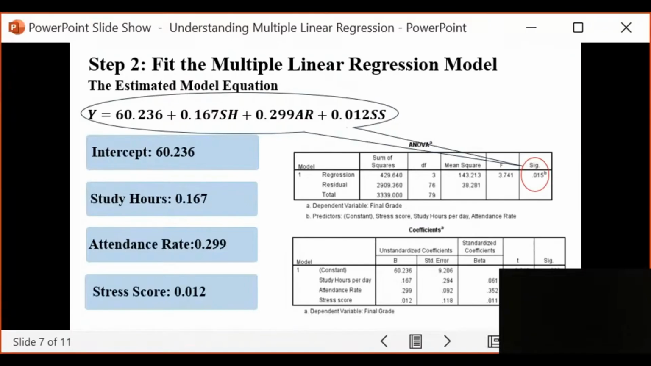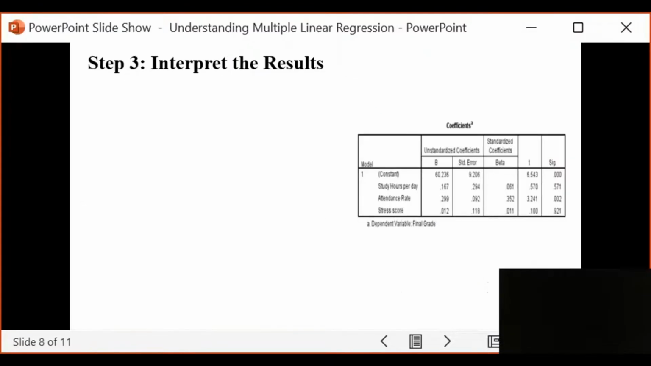So ito yung basis natin for saying that the model is a significant predictor, or the model fits the data. Okay. So we can use it to predict final grade. Now let us interpret the third. Actually, there are three tables. There are three tables to consider dito. One will be shown in the next slide.